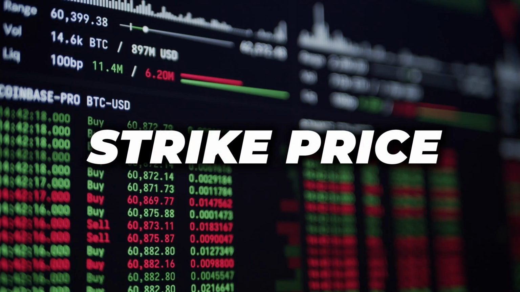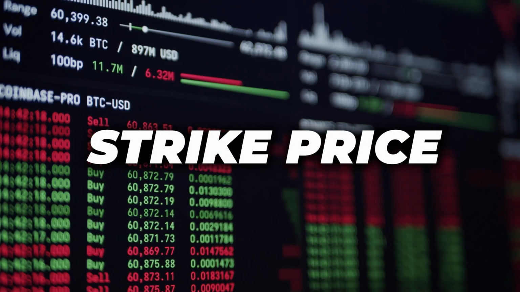So the first thing you need to know is called strike price. This is the major difference between stock investing and option investing. There's no such thing as strike price in stock investing. So what is a strike price? Strike price is the predetermined price at which you sell or buy the underlying stock.